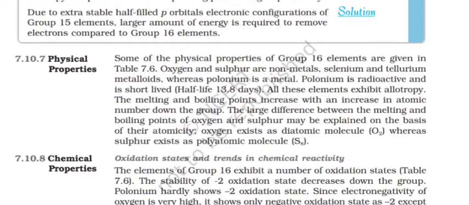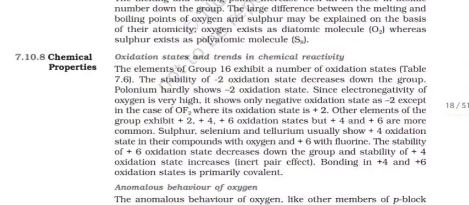The melting and boiling points increase with an increase in atomic number down the group. The large difference between the melting and boiling points of oxygen and sulfur may be explained on the basis of their atomicity. Oxygen exists as a diatomic molecule, whereas sulfur exists as a polyatomic molecule.